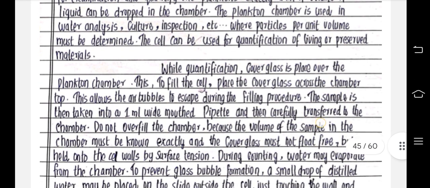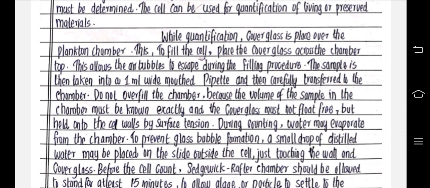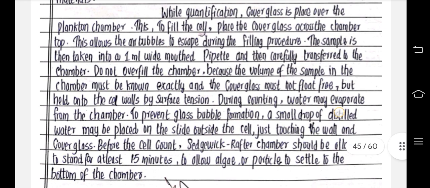The plankton chamber is used in water analysis, culture, inspection, etc., where particles per unit volume must be determined. The cell can be used for quantification of living or preserved materials. While quantifying, a cover glass is placed over the plankton chamber. To fill the cell, place the cover glass across the chamber top. This allows the air bubbles to escape during the filling procedure.